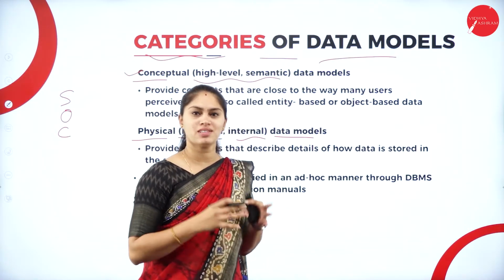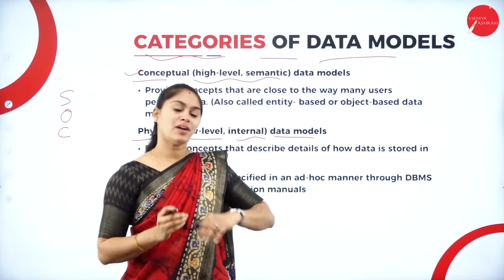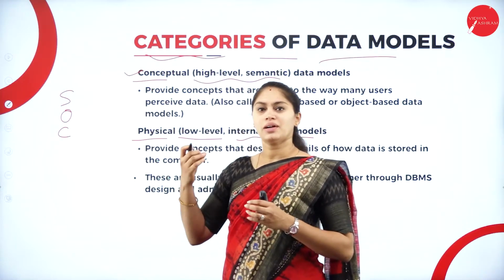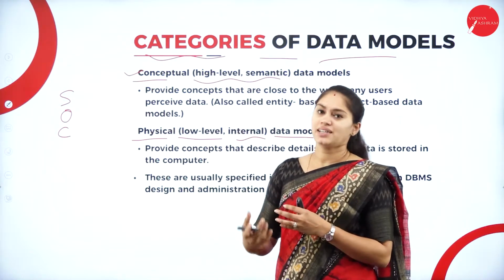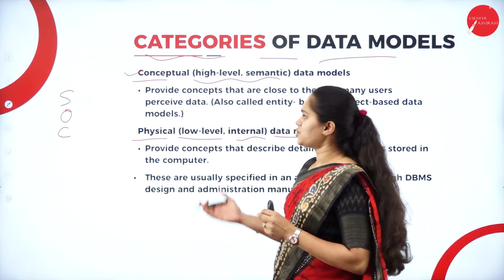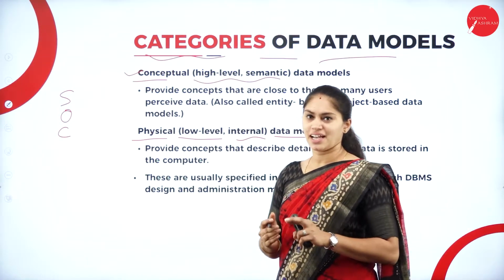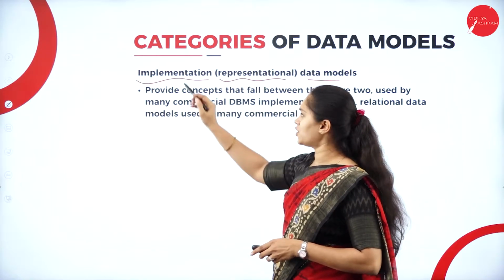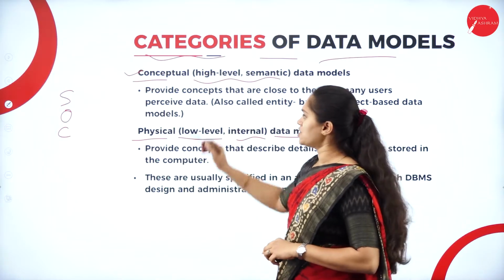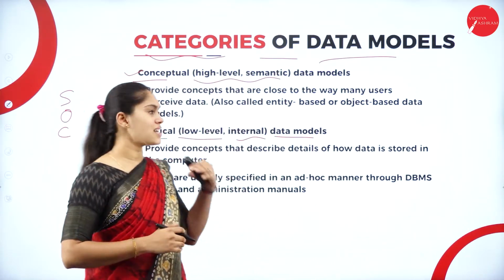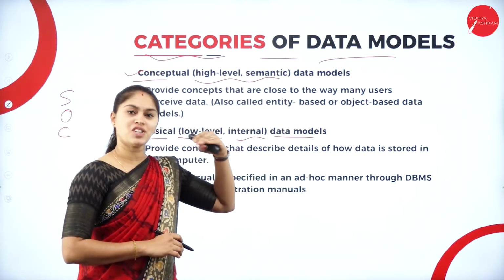Then why are we going to use this data model, and on what basis are we going to categorize it? Based on the concepts used to describe the database architecture, we are going to categorize this data model. Totally it has three types: conceptual, physical, and implementation. The conceptual is the high level. As the name indicates, high level means the abstraction will be more.